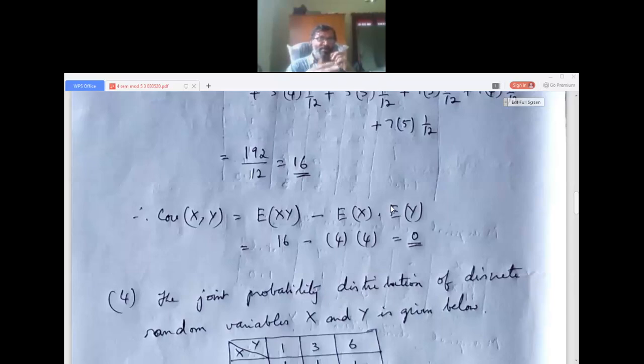Now this is the answer for the marginal distribution of x and the covariance of xy. This is a model question paper problem. It is for 6 or 7 marks, I think 7 marks. So very simple.